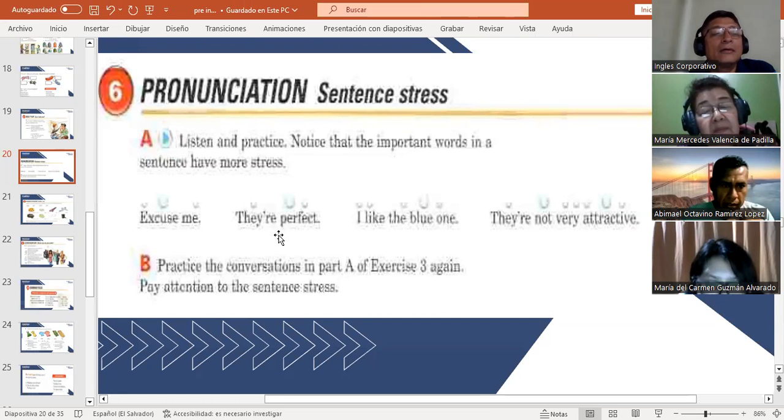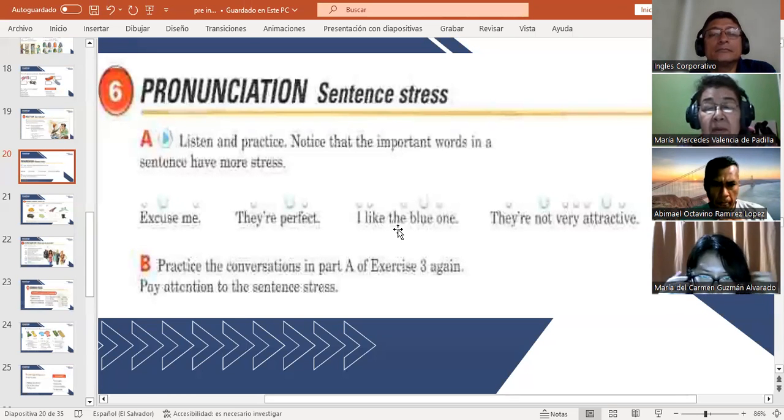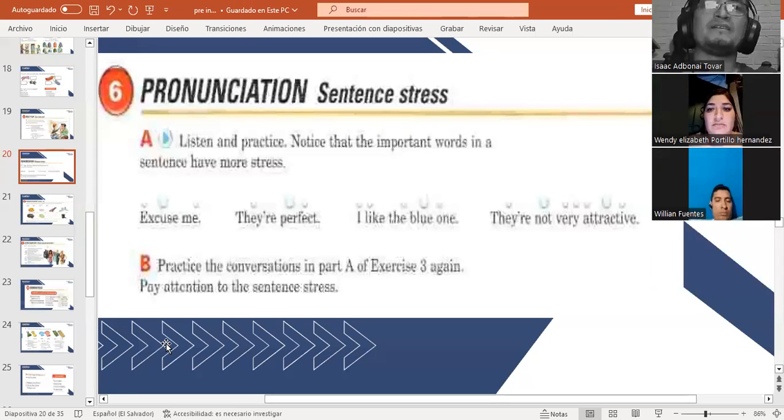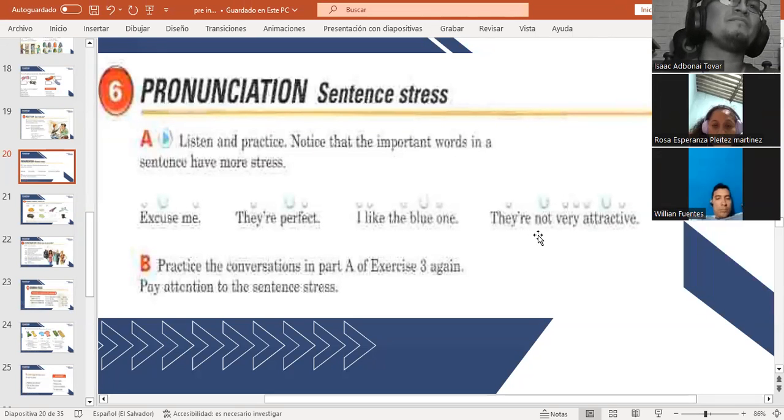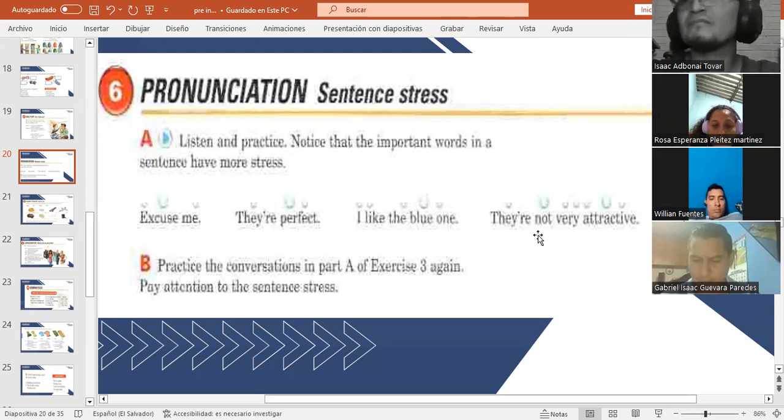They're perfect. Okay, thank you. Maria del Carmen, the third one. I like the blue one. Okay, good. Isaac Abdonai, the last one. They're not very attractive. Good pronunciation. They're not very attractive. Okay.